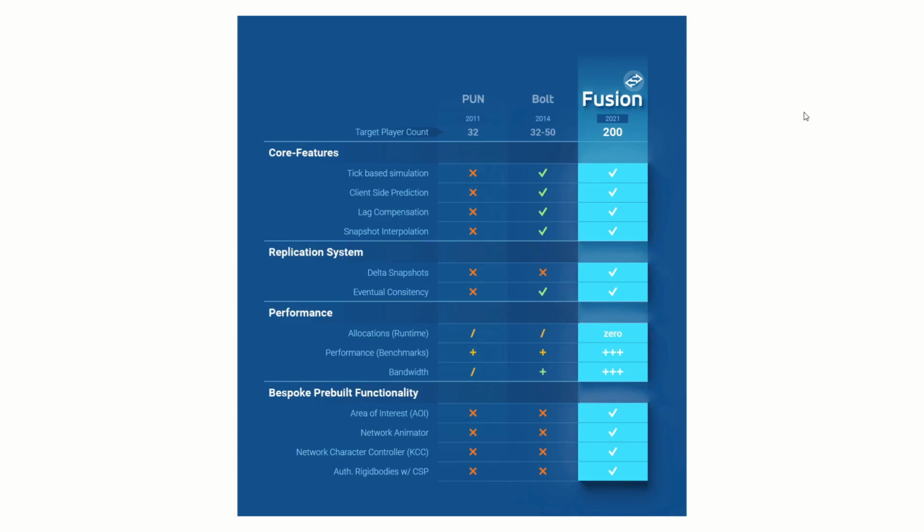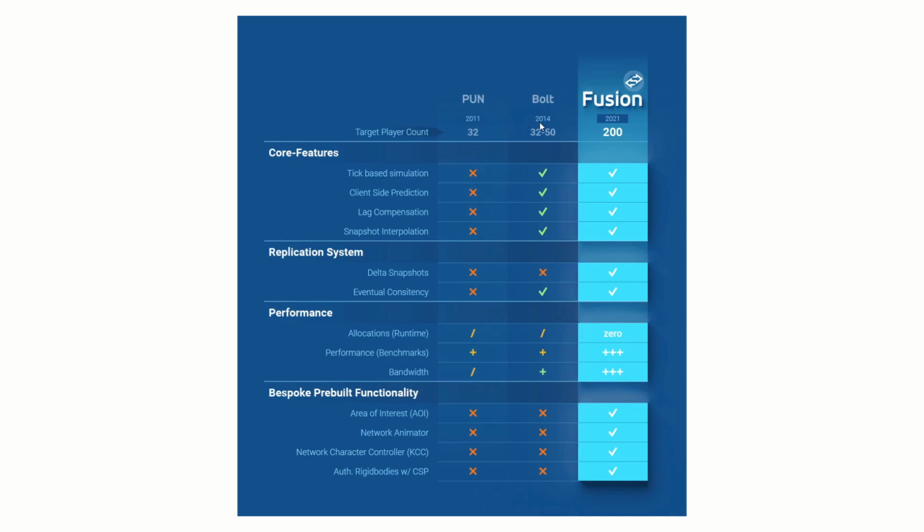Photon Fusion is made by the guys that made PUN, which stands for Photon Unity Networking, and it was made in 2011. It was targeting 32 players, but when I was running it, I could maybe get 8 players to work without reaching its limits. And the bad part with PUN is that it's client authority, so all the clients are deciding what is going on, and it doesn't have a lot of features.